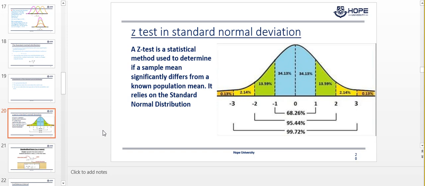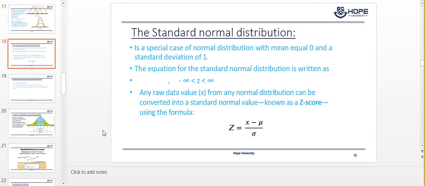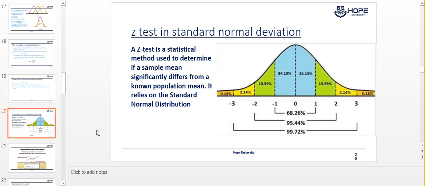So now if we have a normal distribution, we need to understand the z-score. Go back to the formula. Z stands for z-score, x stands for the sample, mu stands for the population mean, and sigma stands for the standard deviation. We can call it the formula of the standard normal distribution. The z-score is a statistical method to determine if our sample mean significantly differs from the known population mean. It relies on the standard normal distribution curve.